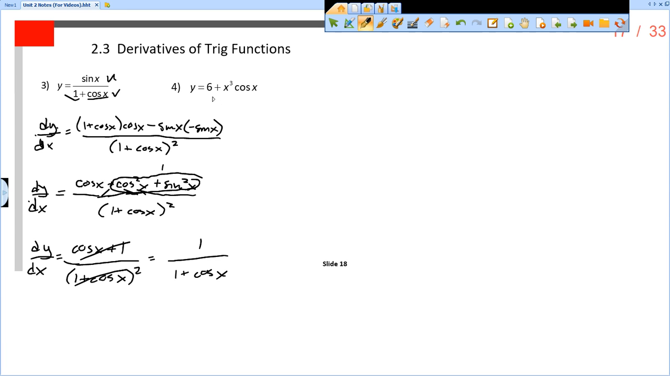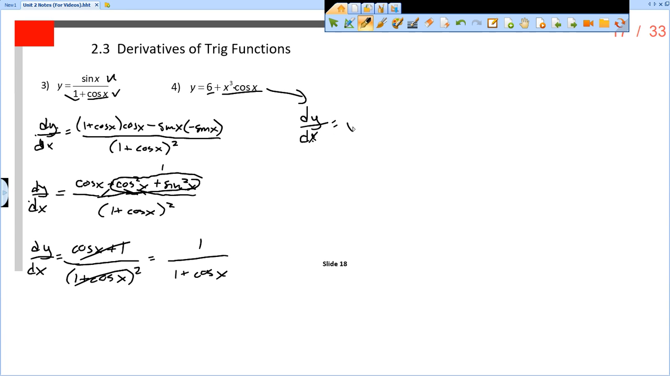Now I have two terms once again, but the second term is a product. So I take the derivative of each term separately. The derivative of 6 is 0. Then plus the derivative of x cubed times cosine x.